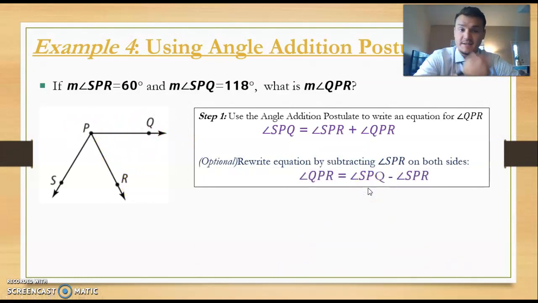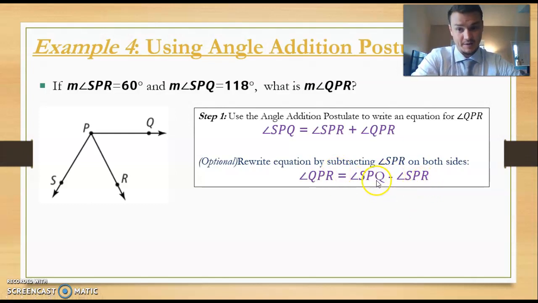Then we can rewrite the equation by subtracting, because we want to know what QPR is, right? We want to know what this should be. So what I can do is rewrite the equation so I'm solving for that. I could subtract SPR on both sides and know that angle QPR is going to be equal to SPQ minus SPR.